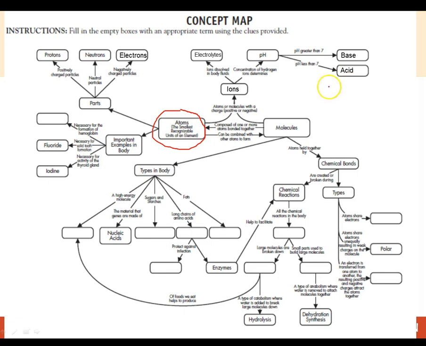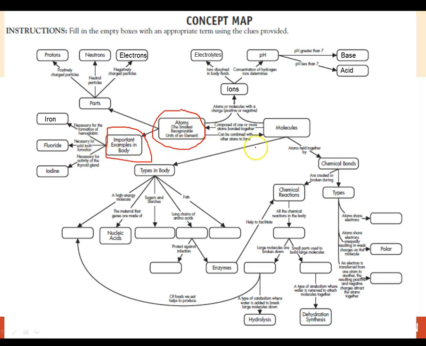Okay, so next we're going to come back over here and talk about important elements or examples in the body of the different types of elements that we need. So iodine is necessary for the activity of the thyroid gland, and fluoride is necessary for solid tooth formation. Which electrolyte or element is necessary for the formation of hemoglobin? That would be iron. Great.